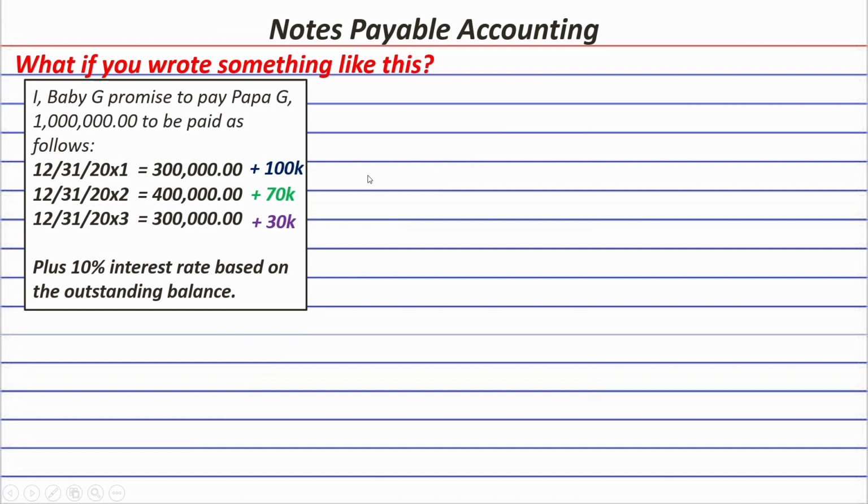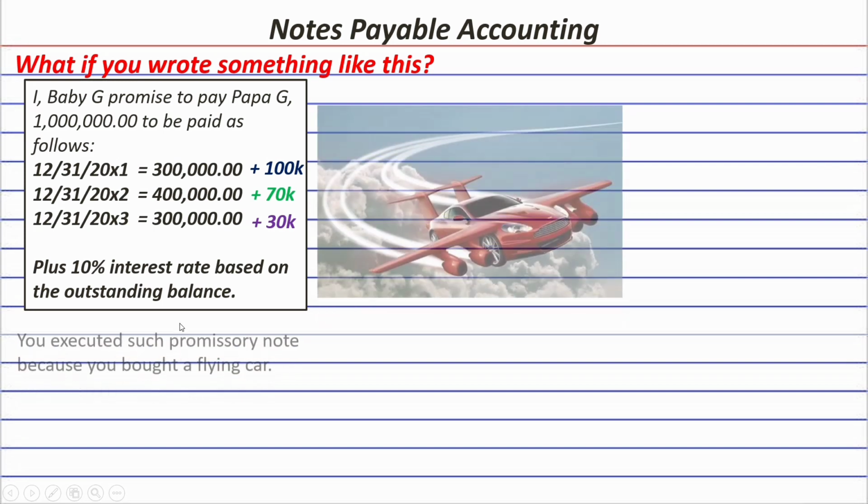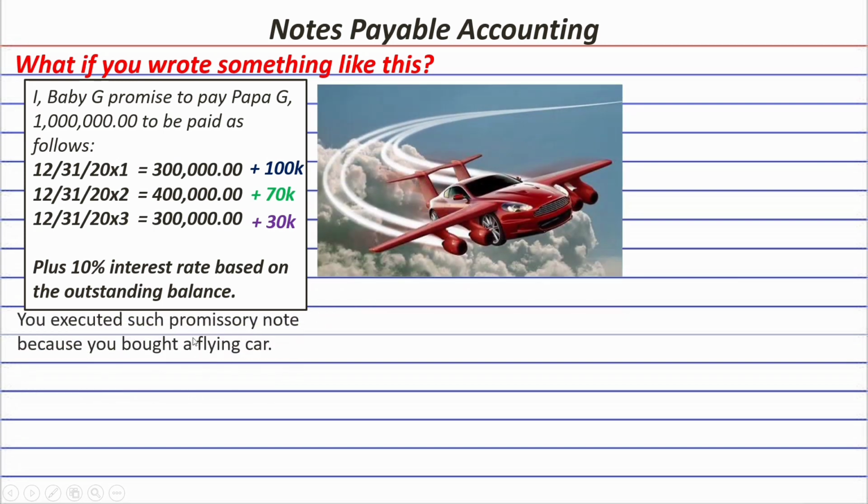So, before we go to the accounting of this instrument, let me add something. Okay? So, what if you executed this promissory note because you bought this flying car and you don't have any money to pay yet? Well, first of all, this instrument that you have written is what we call an interest-bearing note. Why? Because of this statement here.